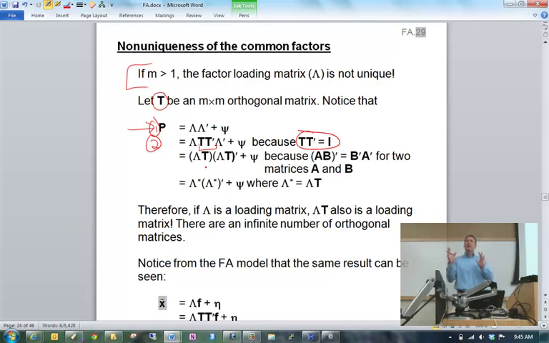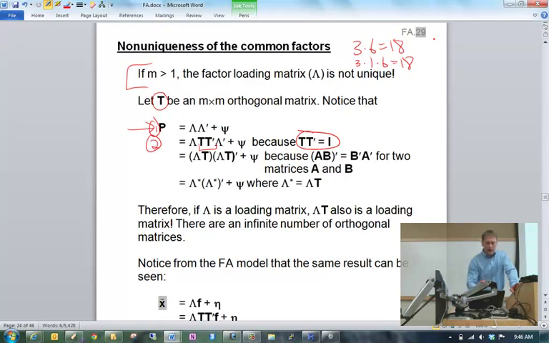Because remember, T times T prime is the identity matrix. So that means lambda times the identity matrix, it's lambda. It's kind of like this, to illustrate the point. Suppose I have 3 times 6. Of course, that's 18. Suppose I have 3 times 1 times 6. Well, that doesn't change anything. You still have 18. Essentially, that's what I did, but now in a matrix format.